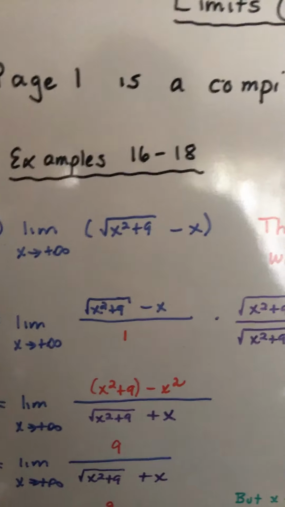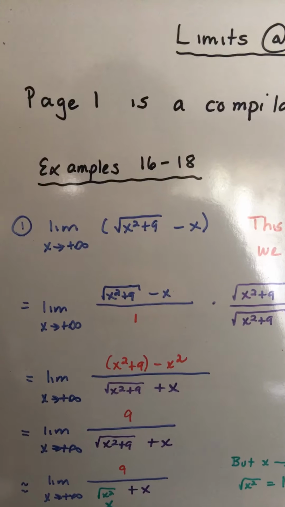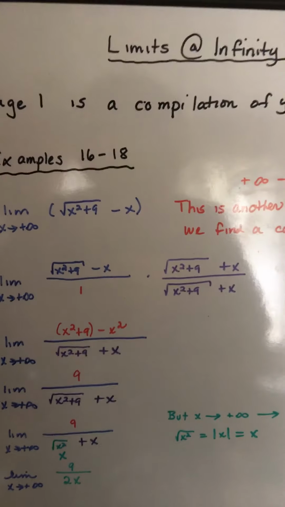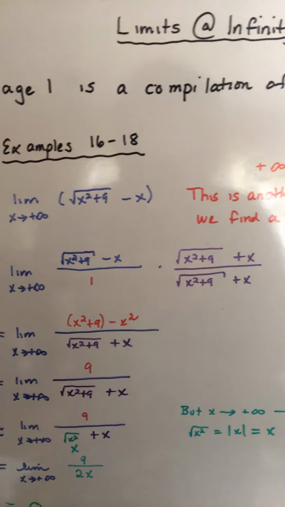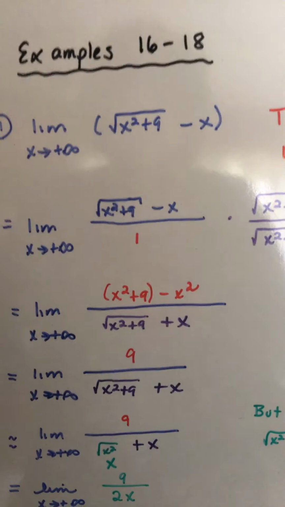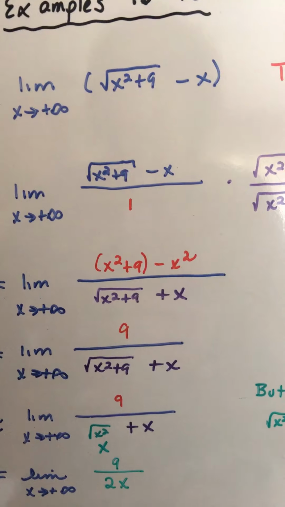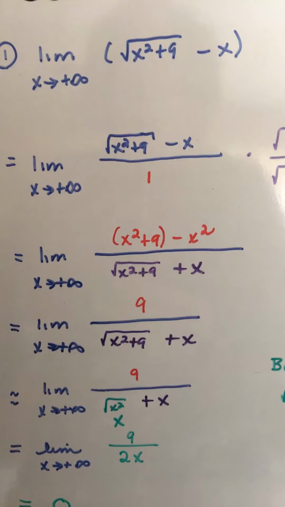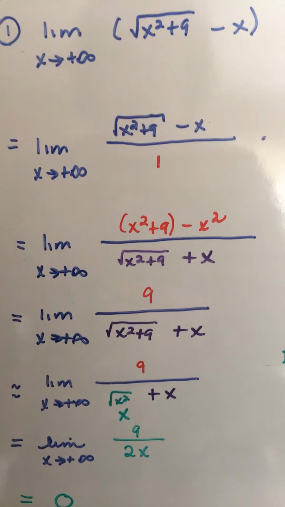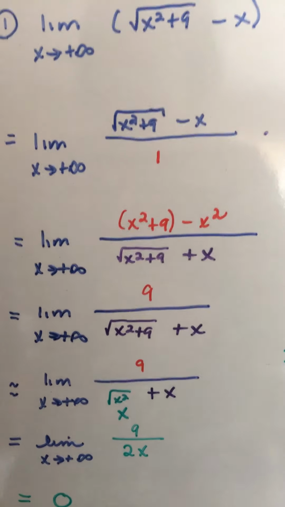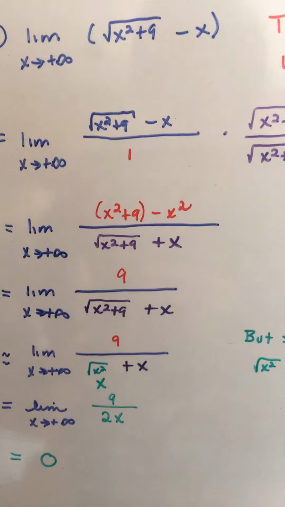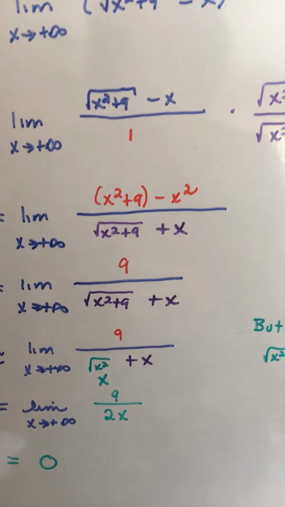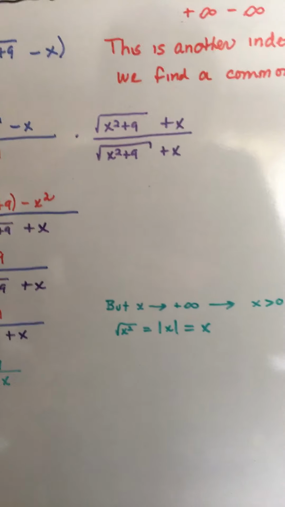So for our first one, like all good problems that have these radicals in them, I need a common denominator, and I'm going to rationalize. So I went ahead and rationalized, and then I simplified. x squared minus x squared leaves me with just 9. Now at this point, I'm going to use my end behavior for the square root of x squared plus 9, which is the square root of x squared.